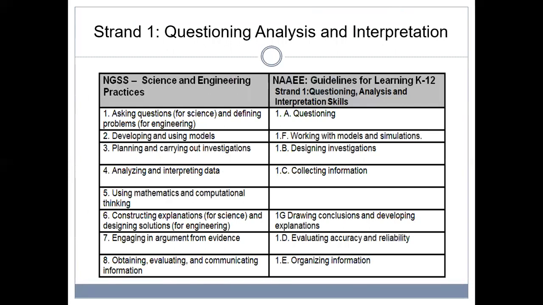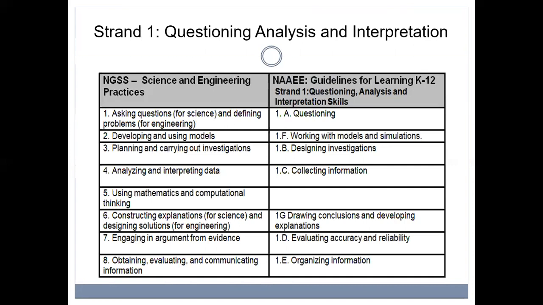So here you can see a little bit of a cross-reference with the Next Generation Science Standards and the NGSS science and engineering practices, which is part of the overall framework. So every standard within NGSS contains a science and engineering practice. And for the most part, you will see they match up really well with the guidelines for excellence in environmental education.